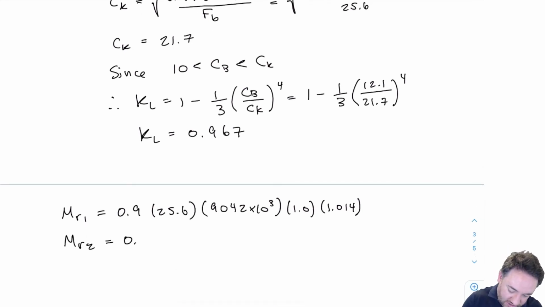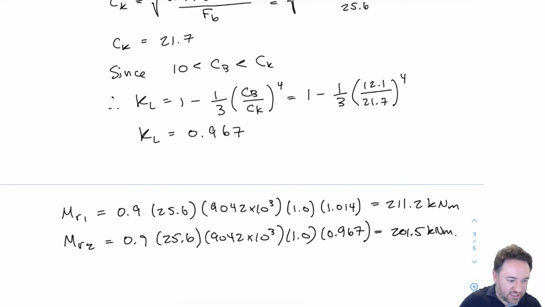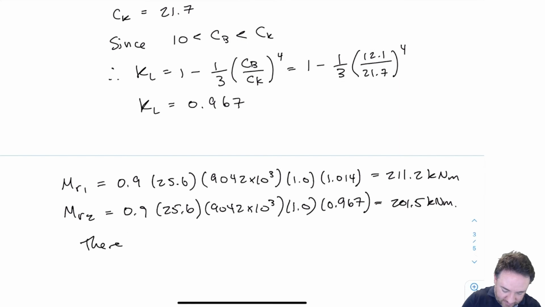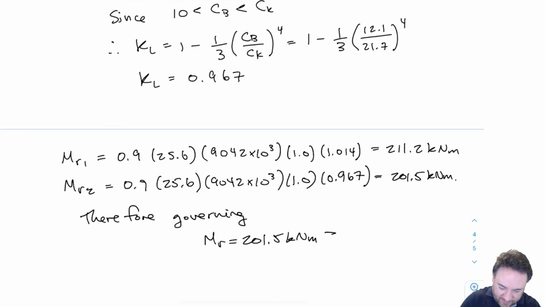So let's do this calculation again. And 25.6 and 9042 times 10 to the 3. And KX is 1, and our KL is 0.967. So obviously the KL of 1 is going to govern, but here are the two strengths. And this one is 201.5 kilonewton meters. That's probably too many significant figures. Probably 3 is enough here. But therefore, the governing moment strength is the one that includes KL, and that happens to be greater than our MF, which was 191 kilonewton meters. So we're okay.